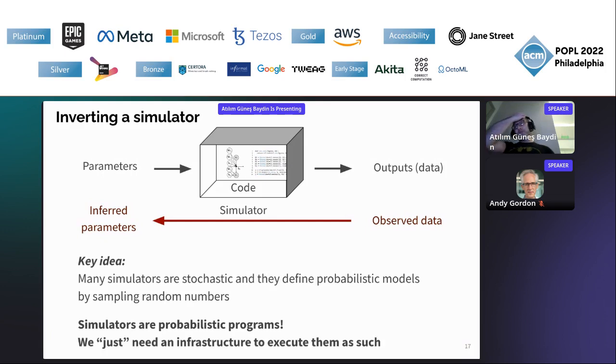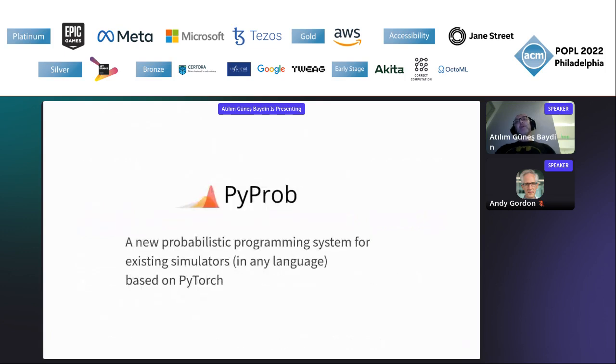So in order to do this, you need some software infrastructure to execute existing stochastic code bases as probabilistic programs, basically. So I've been working on a research prototype system called PyProb. This is yet another probabilistic programming library.